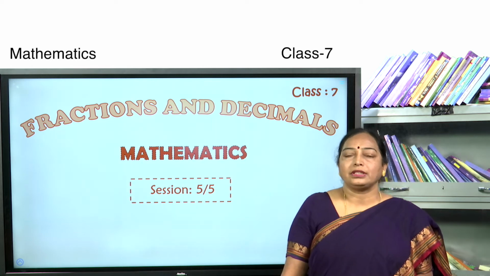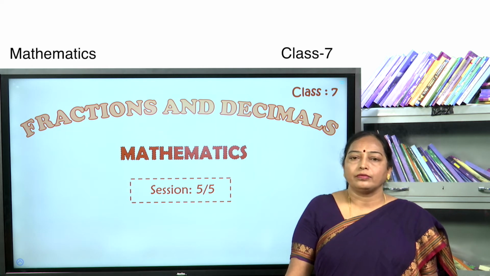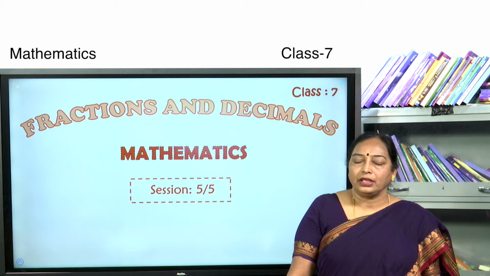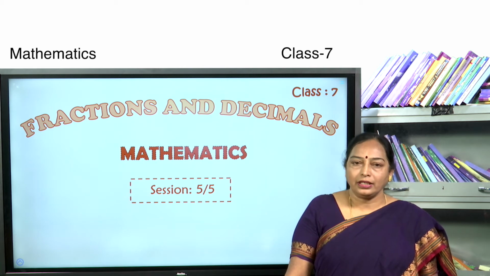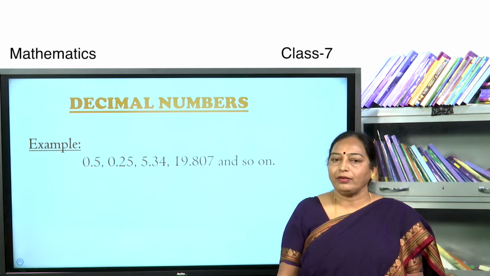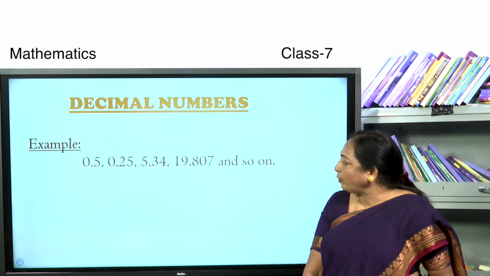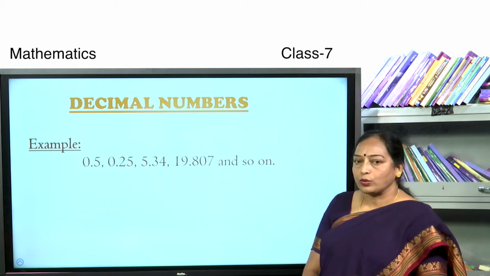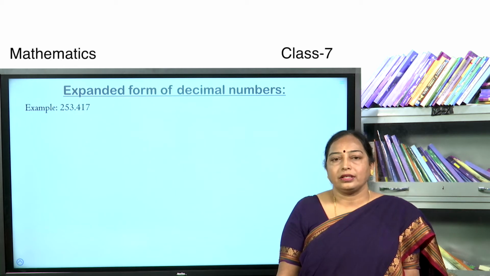From the last 4 sessions we learnt the types of fractions and fundamental operations of fractions: addition, subtraction, and multiplication of decimals. In this session, we learn about division of decimal numbers. Children, can you give examples for decimal numbers? They are 0.5, 0.25, 5.34, 19.807 and so on. Children, let us just recall the expanded form of decimal numbers.